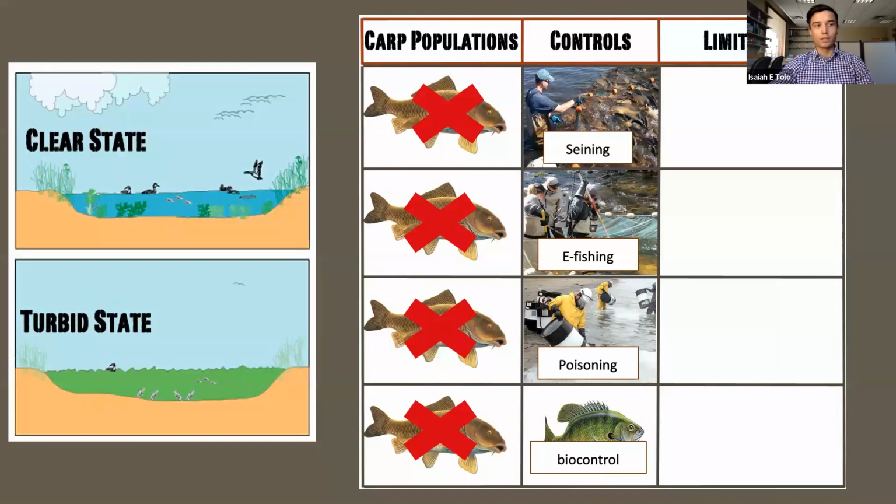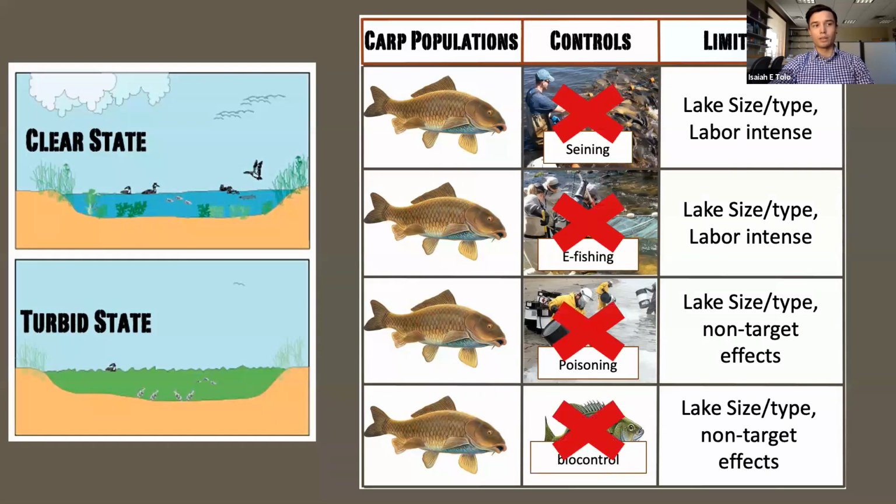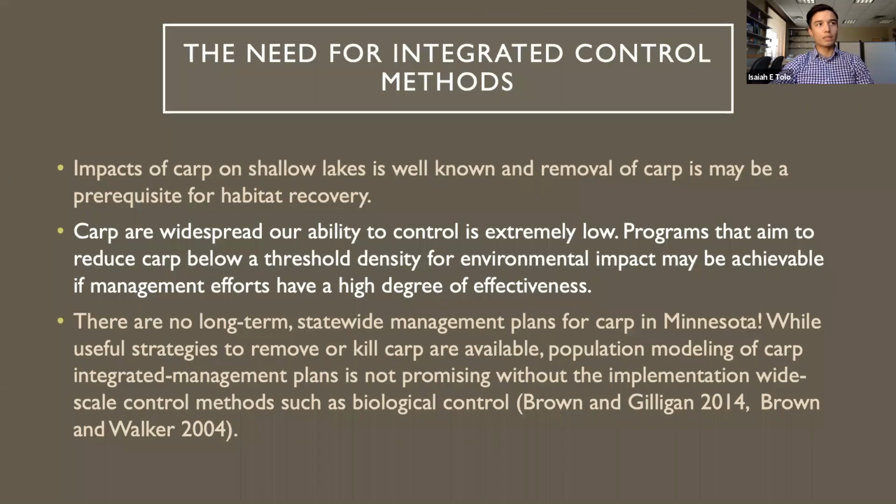And also there are some interesting methods of using biocontrol, like bluegills that are predators of carp eggs and larvae. But all of these have limitations. The size of the lake can really make the labor or the cost prohibitive. Also, poisoning and biocontrol are not limited to carp, so they actually impact other native species as well. So there really is a need for integrated control methods.